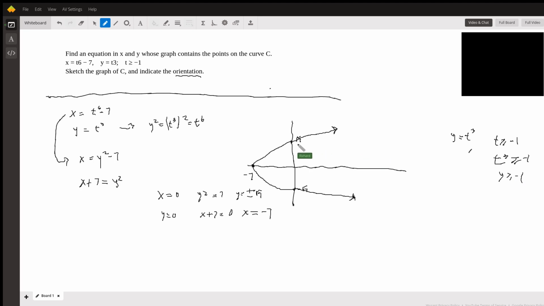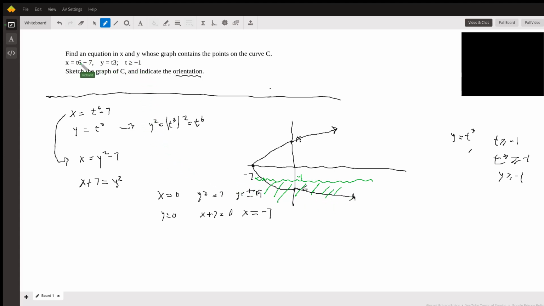And so we're dealing with basically this part of the curve is excluded. If that's negative one here. So this gets excluded from this restriction.